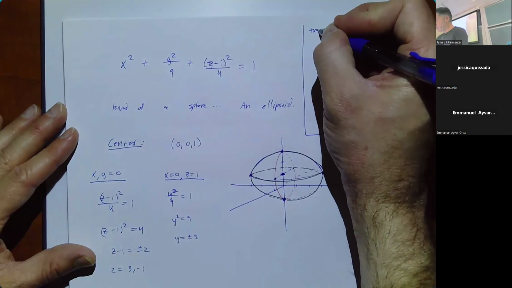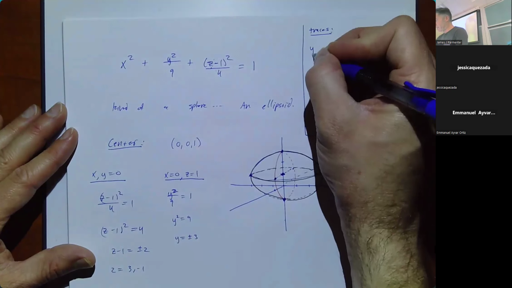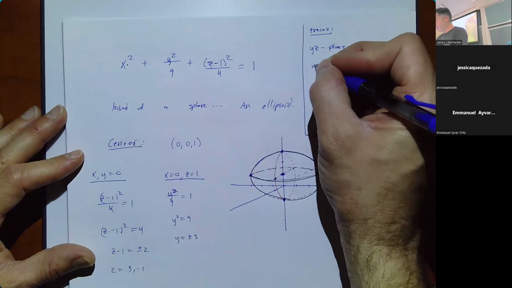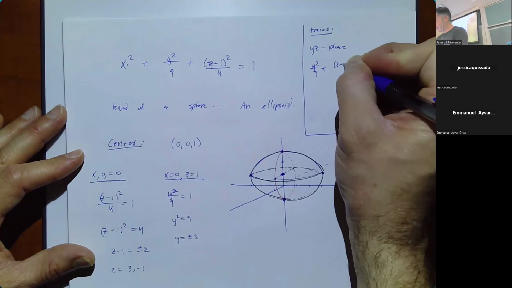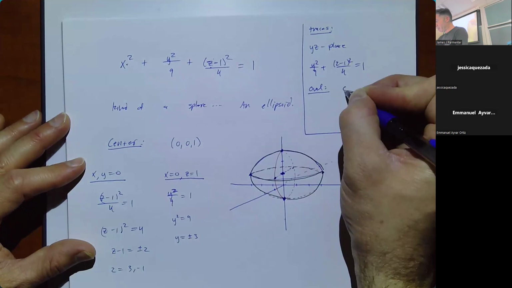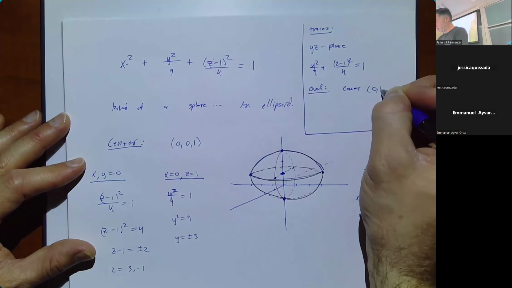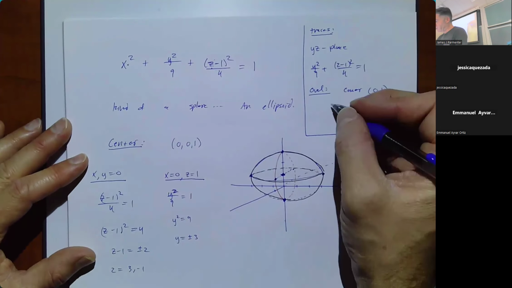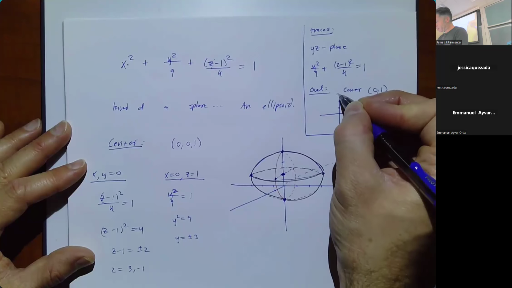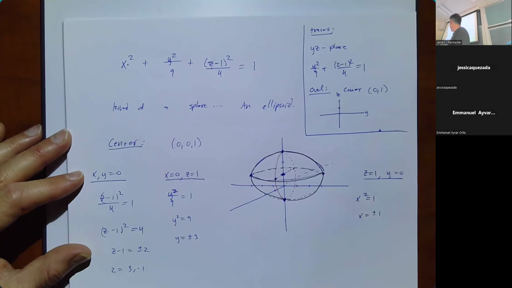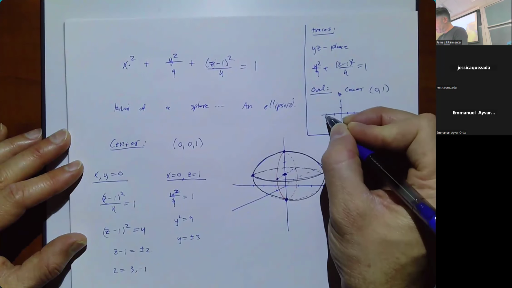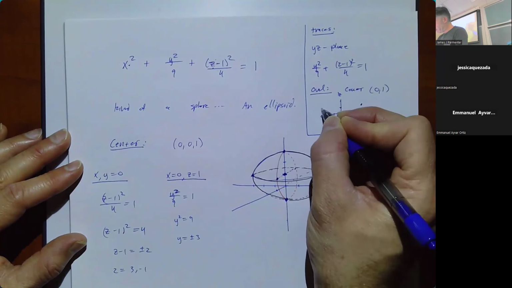So just to say a little bit more here, our trace is in the YZ plane. We're setting x equal to 0. We're getting y squared over 9 plus z minus 1 squared over 4 equal to 1. And that's an oval. The center is 0, 1. In fact, let's draw it. I've already kind of drawn it though. Center 0, 1, and you're going 3 in the y direction and 2 in the z direction.